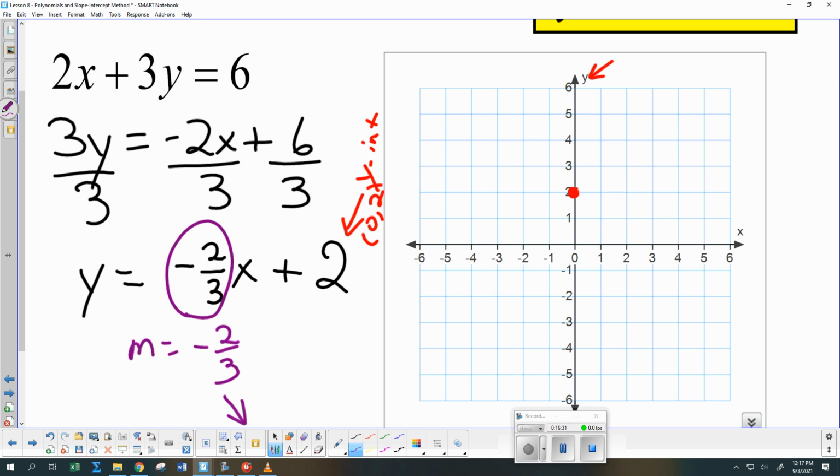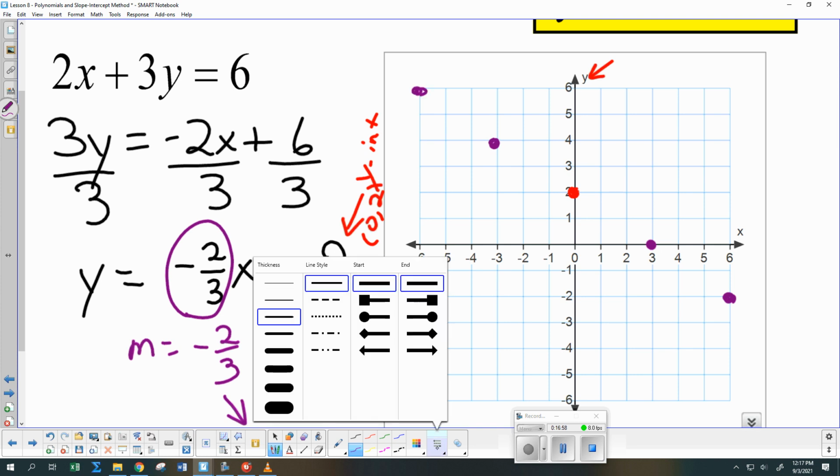We are going to start at the point we know, that's our starting point. We're going to go in the downhill direction. 2's in the top, so up and down 2 and over 3. We want to go as far as we can on the grid, so we're going to go back the other direction, making sure we're still keeping the negative slope. Up and down 2 and across 3. Then we draw in the line.